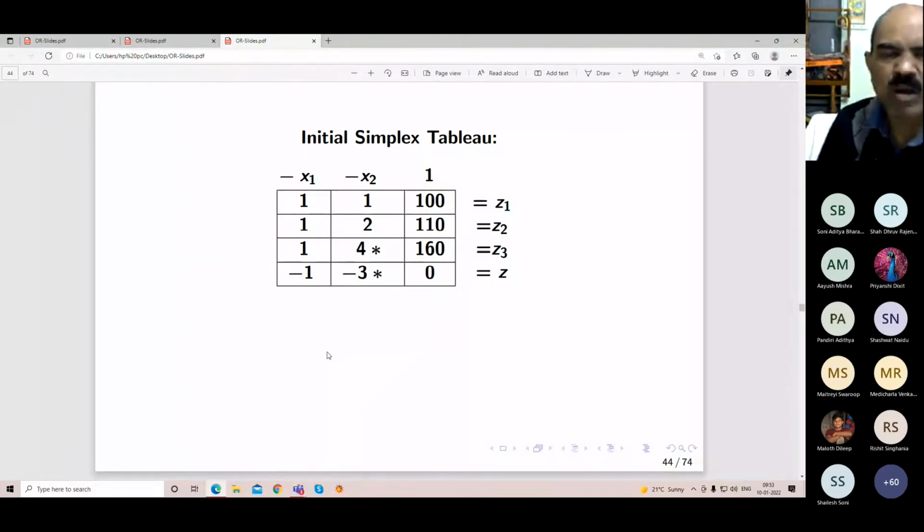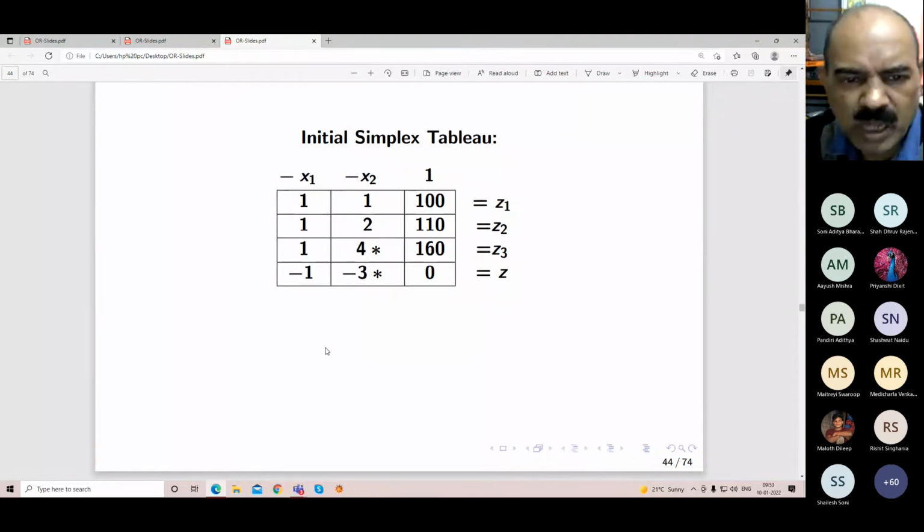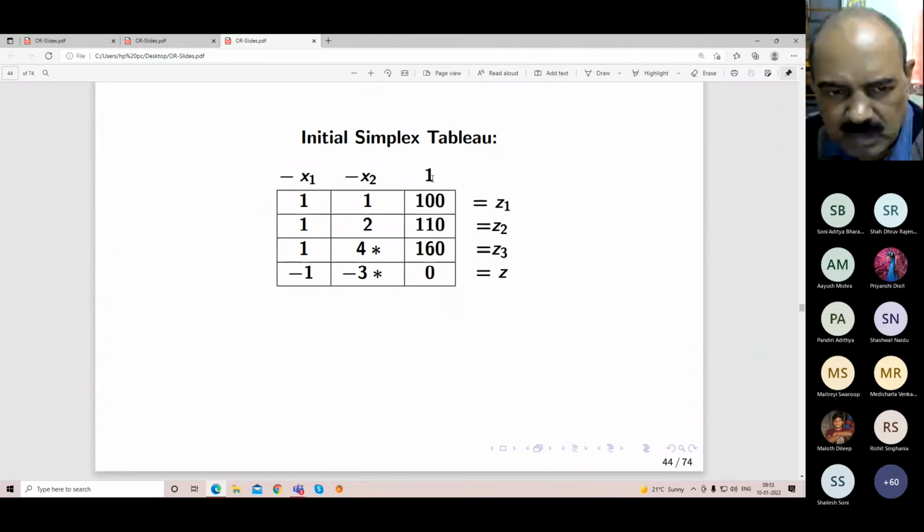In the similar table, what will we do? We have to give labels. Here our labels are minus x1, minus x2, 1 for the columns, and for the rows, Z1, Z2, Z3 and Z. You can see here why it is so. If you set x1, x2 to 0, our Z1 equals 100, Z2 equals 110, Z3 equals 160, Z equals 0. Directly you can write.